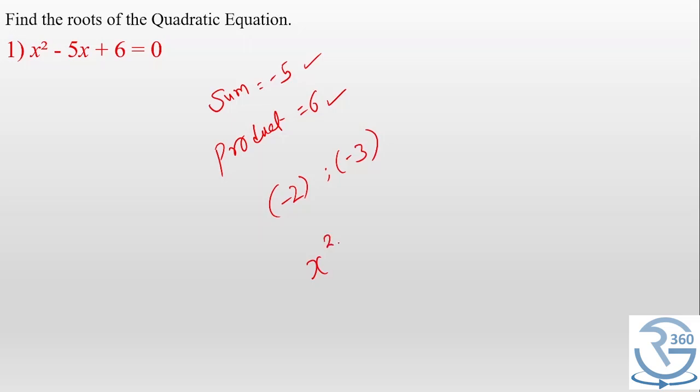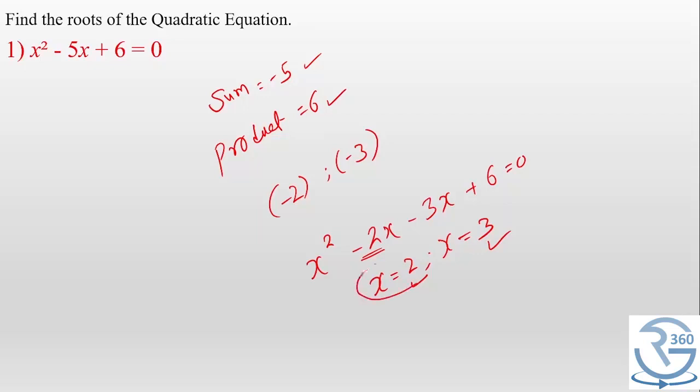So I'm going to split this as x square minus 2x minus 3x plus 6 is equal to 0. Now I can directly write the roots as x equal to 2 and x equal to 3. How can I write? I'm just looking at the coefficient of x as minus 2, so simply multiply it with a minus 1. Minus 2 into minus 1 is 2. Minus 3 into minus 1 is 3. So x equal to 2 and x equal to 3 are the roots of the equation.